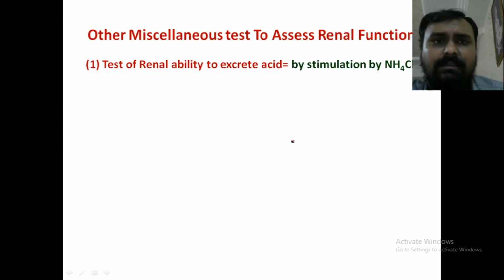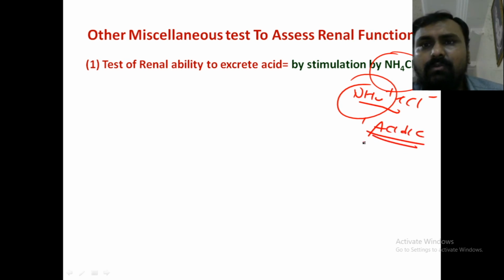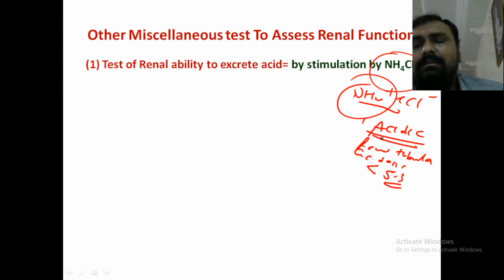Other miscellaneous tests test the renal ability to excrete acid by stimulation with sodium chloride. So sodium chloride is given, it will be converted to NH4+ Cl-, so the urine will turn acidic. It is not used in patients of renal tubular acidosis, where pH is greater than 5.3, because normally it is acidic.